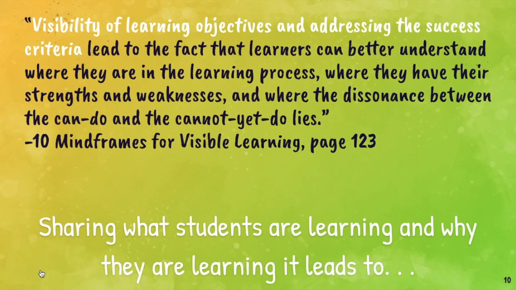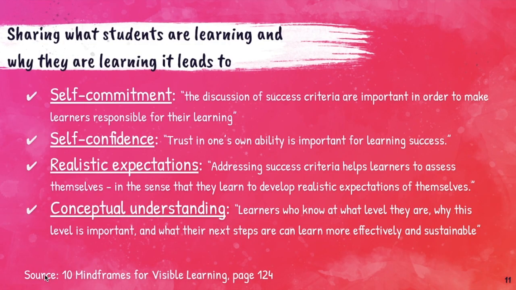Visibility of learning objectives and addressing the success criteria lead to the fact that learners can better understand where they are in the learning process, where they have their strengths and weaknesses, and where the dissonance between the can do and the cannot yet do lies. Maybe you're asking, why is it so important to share what students are learning? It's because we're thinking about the whole child.